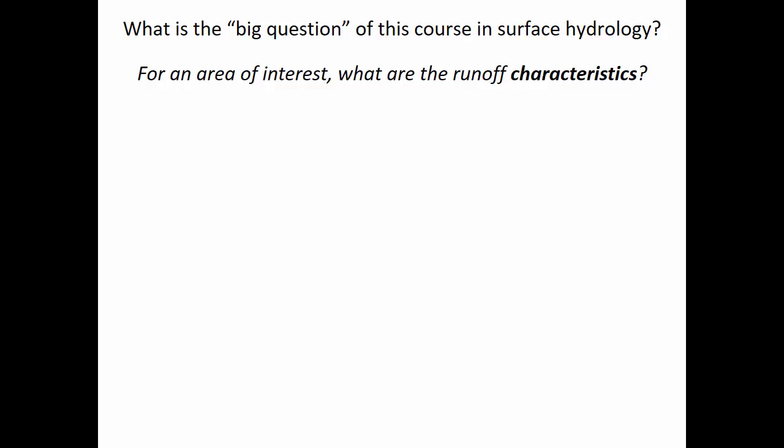So what hydrology answers, what I said in words here, for an area of interest, what are the runoff characteristics? And so what we're doing is we're getting Q based on area, surface characteristics, rainfall, evaporation. So there's a whole lot of things that determine when it rains, how much water is actually getting to a certain place.